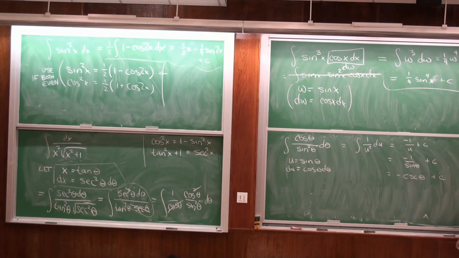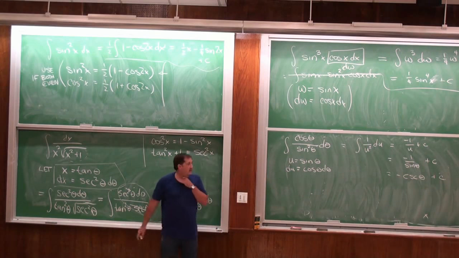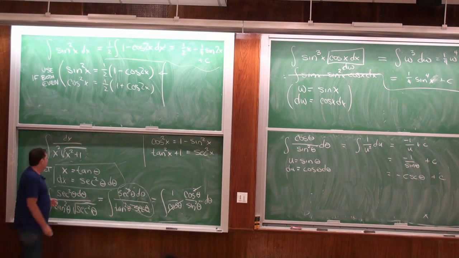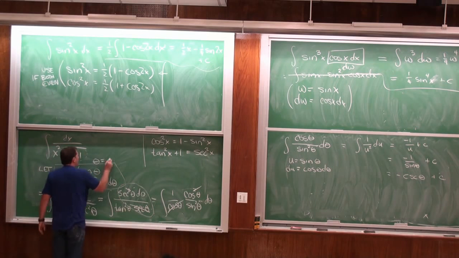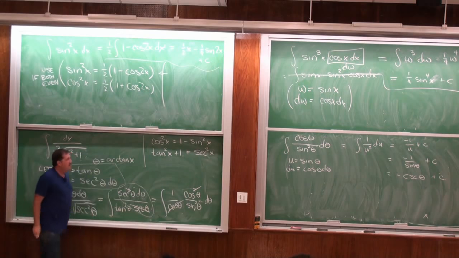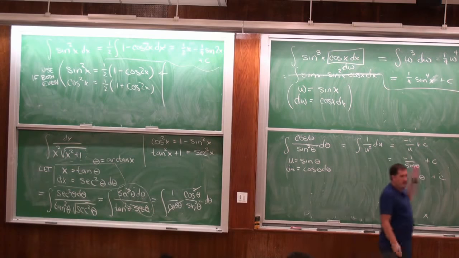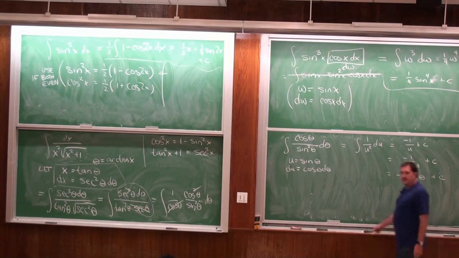But my question was not about theta, my question was about x. So if x is the tangent, then theta is the arctangent. So this is really the cosecant of the arctangent. But the cosecant of the arctangent has another name. So we should figure out what that is.